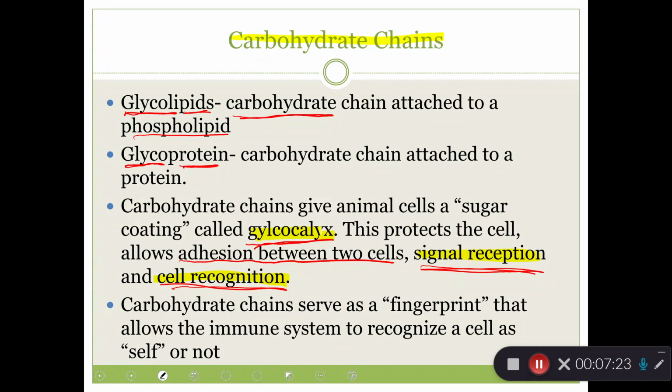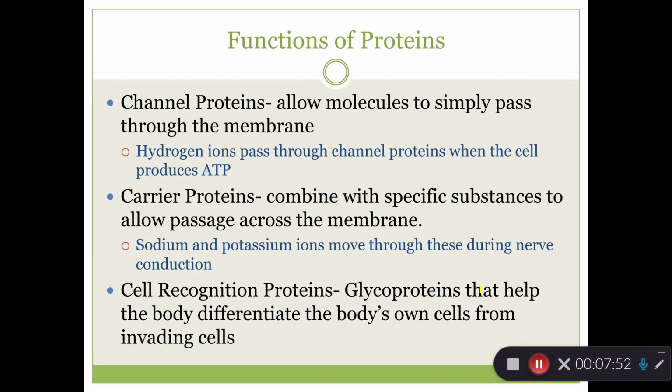Fingerprints are what make you unique, right? Everyone's fingerprints are different. And so that carbohydrate chain makes the cells unique and allows the immune system to say, okay, when your immune system cells bump into your cells, it recognizes your carbohydrates. And when it bumps into a bacteria that's causing an infection, it would know that it needs to attack that. It's a foreign invader.